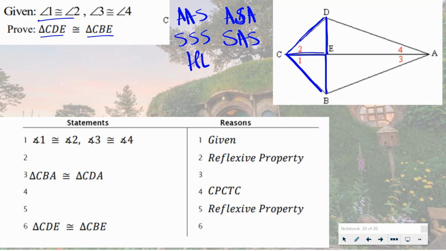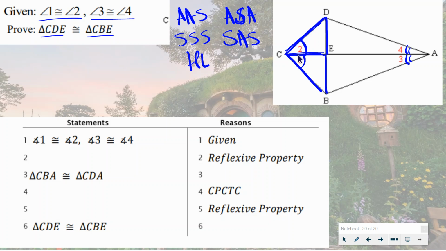Right now we know that angle 1 is congruent to angle 2. So these 2 angles are congruent. And angle 3 is congruent to angle 4. So these 2 angles are also congruent. So really we have part of this triangle being congruent to part of that triangle already.